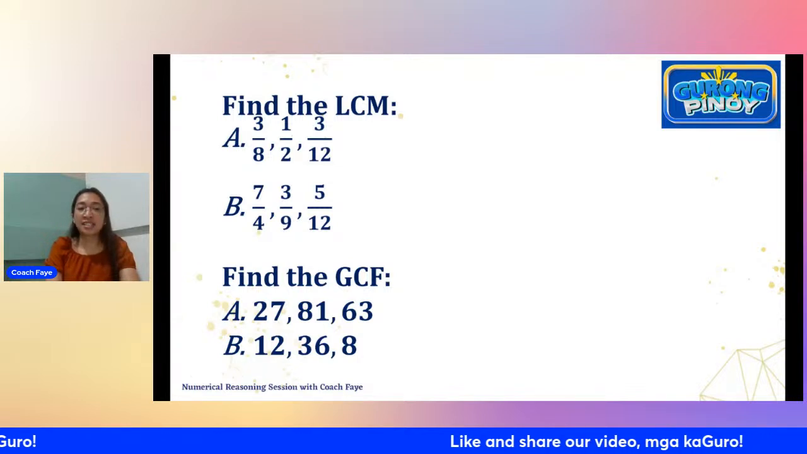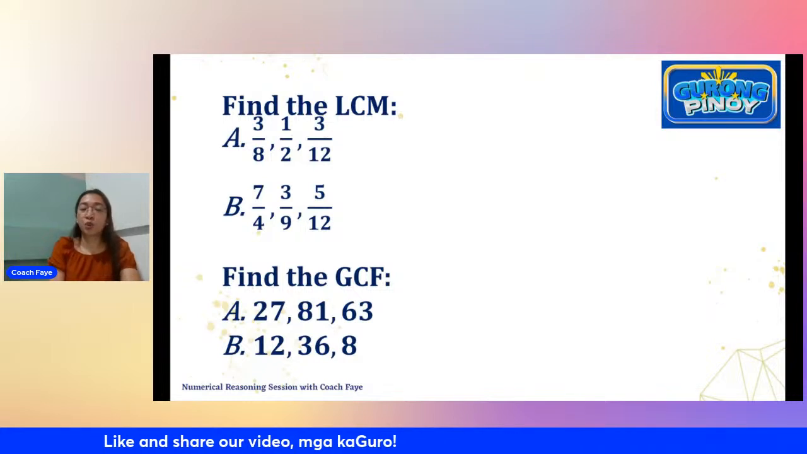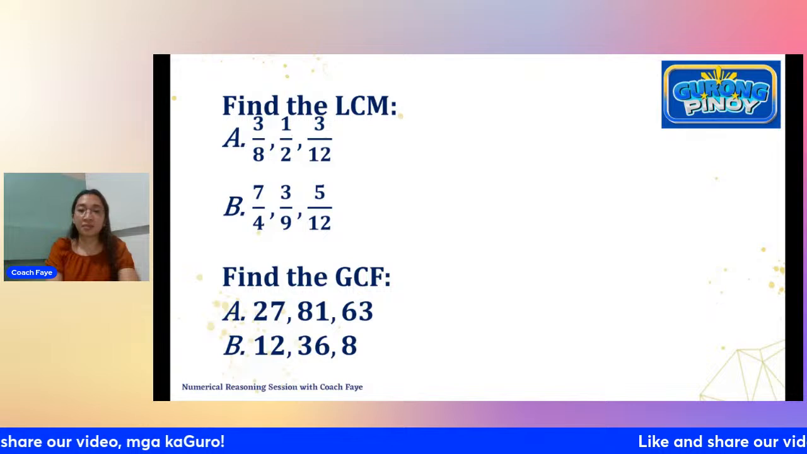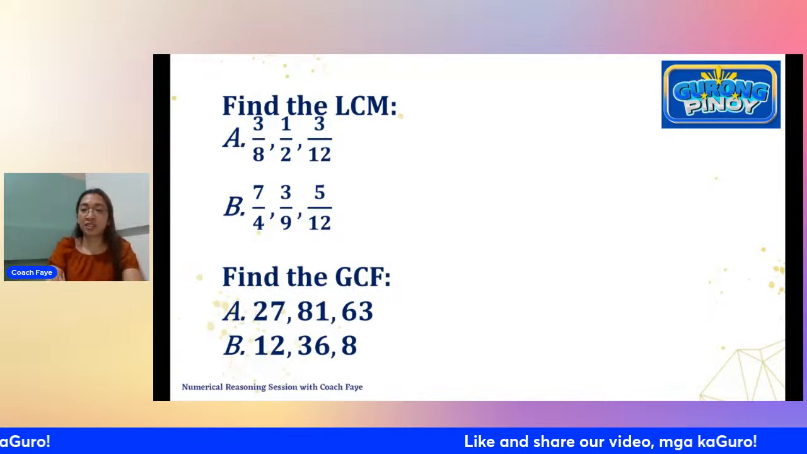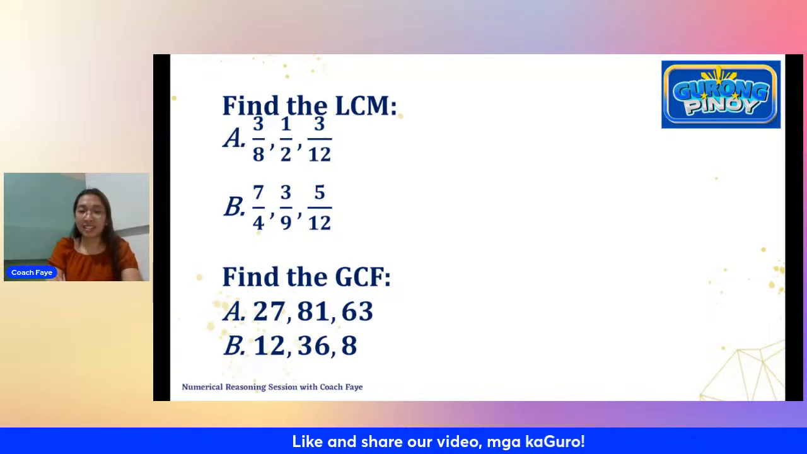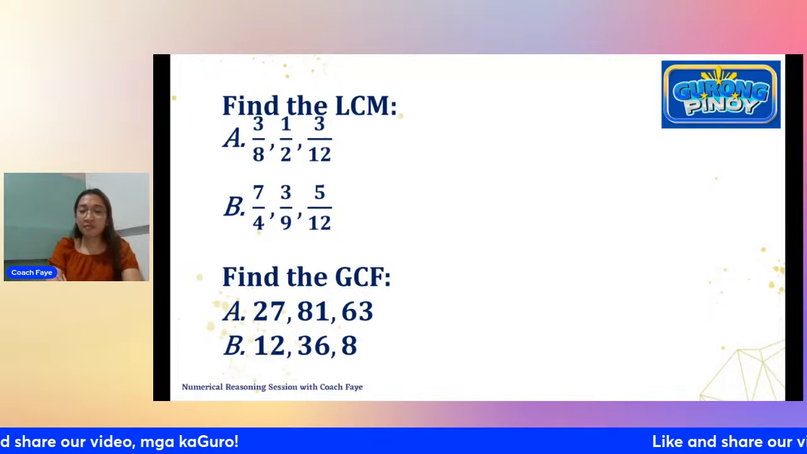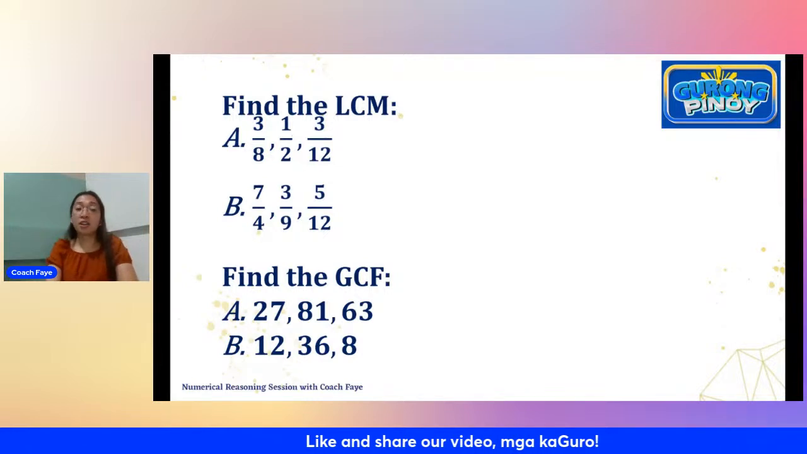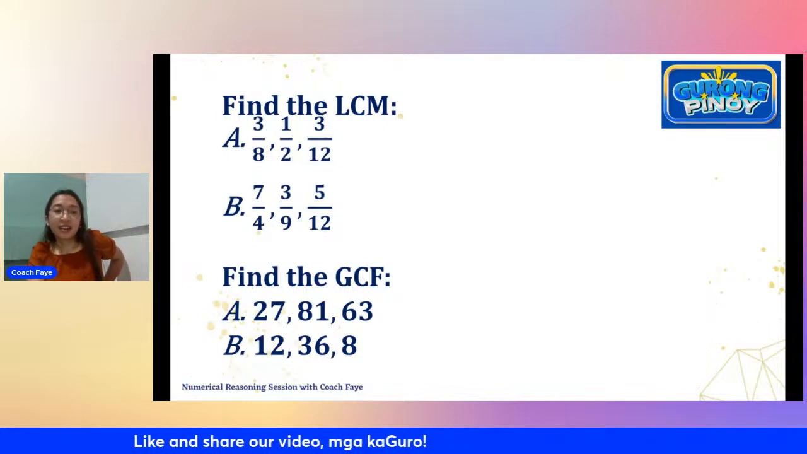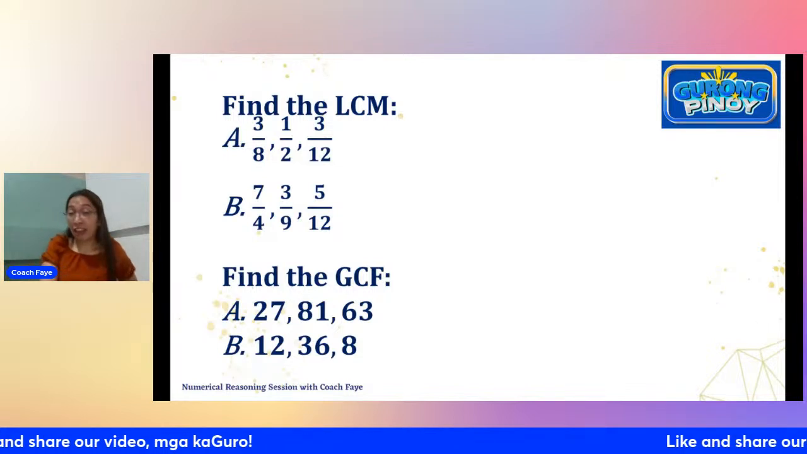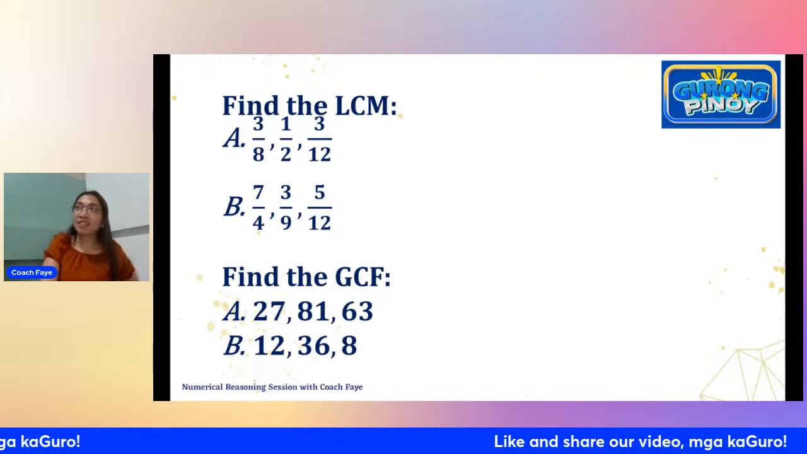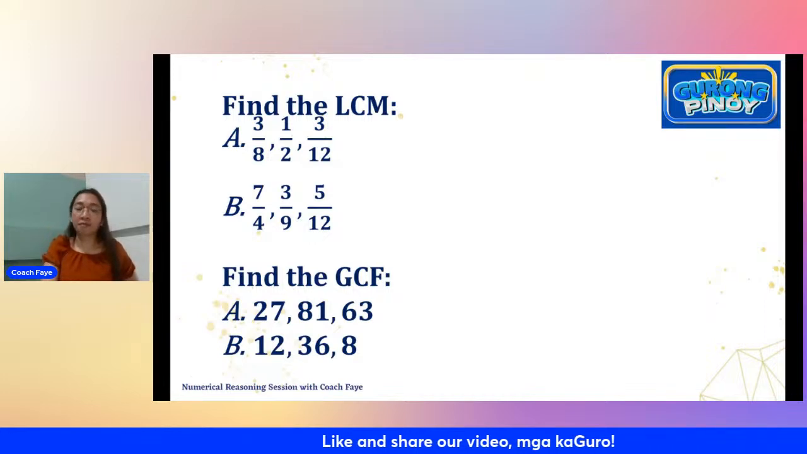12, 36, and 8. What is the greatest common factor for 12, 36, and 8? Quite a few of you are already showing your answers here, pero hindi pa po tapos yung lahat. Tandaan lang po na yung hanap natin ay for GCF. So for GCF, you could start looking at the smallest number there, which is 8. But 8 cannot divide 12. So let's go smaller. 8 is 2 times 4. So let's try 4. Can 4 divide 12, 36, and 8?